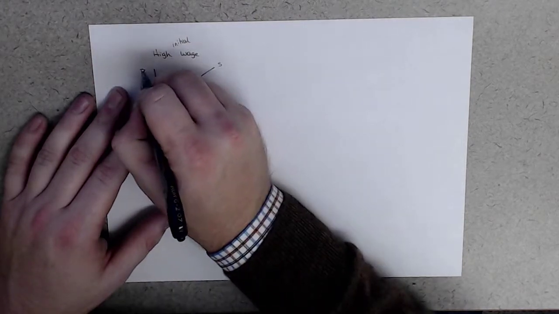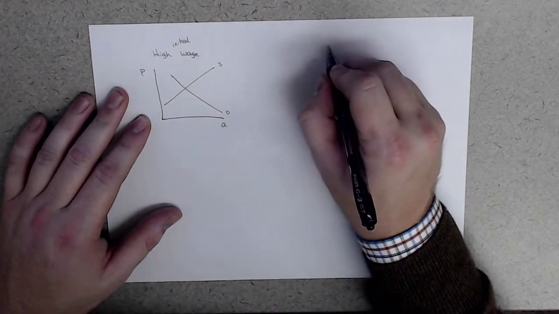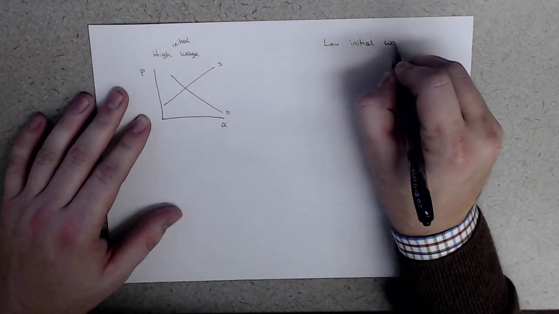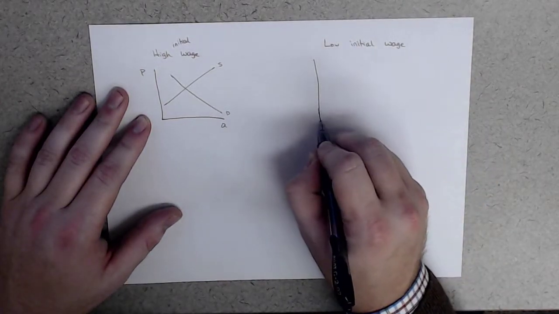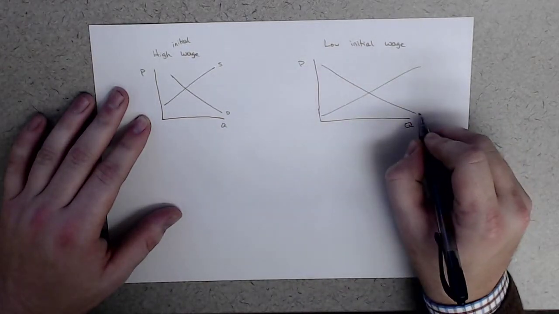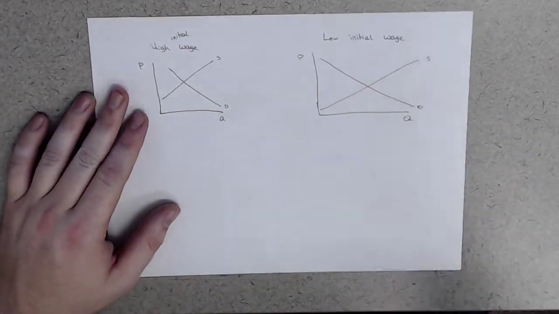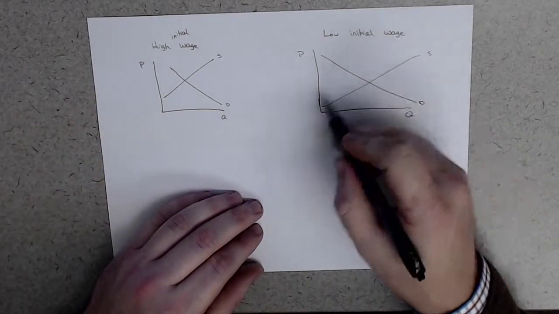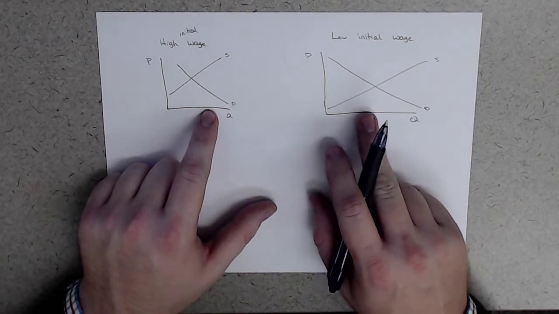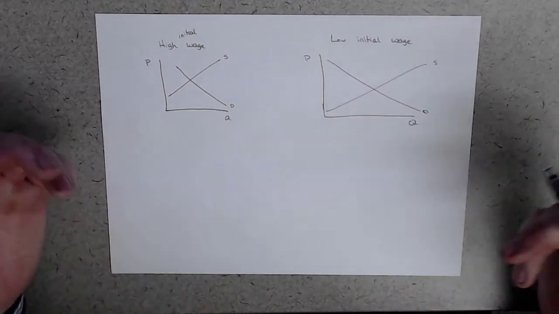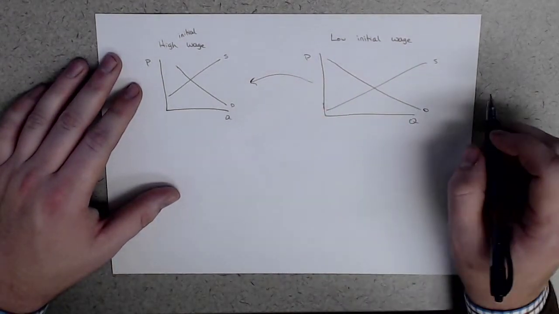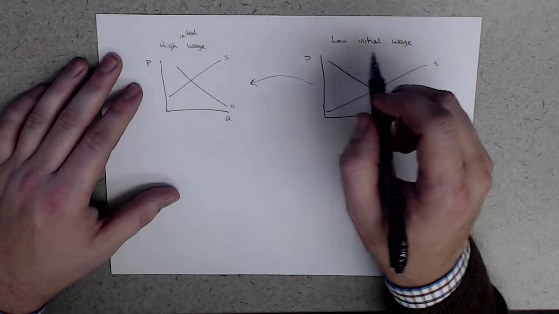Supply, demand, price, quantity, and then we have a low initial wage. Price, quantity, demand, supply. Okay. And so we have this environment where these two jobs are exactly the same in every way, right? But this one pays less than the other. Well, what should we see? Well, we should probably expect to see people trying to jump ship. They'll move from this environment over here.